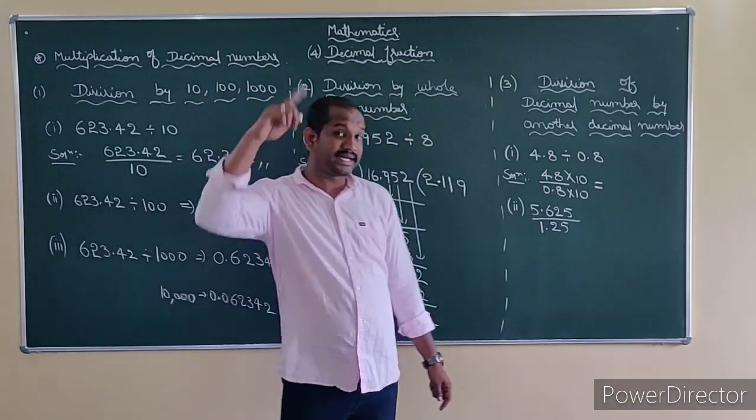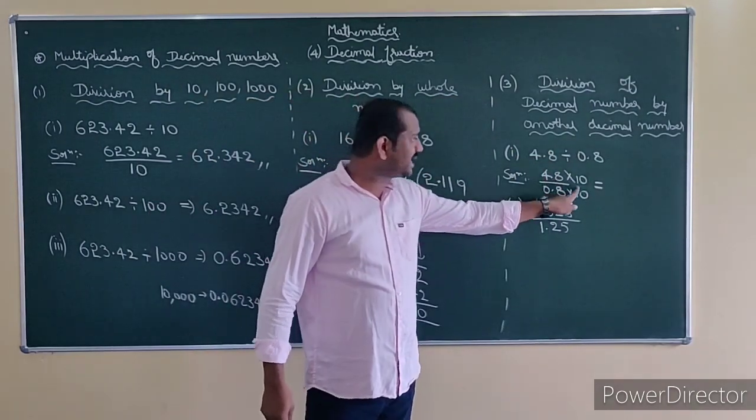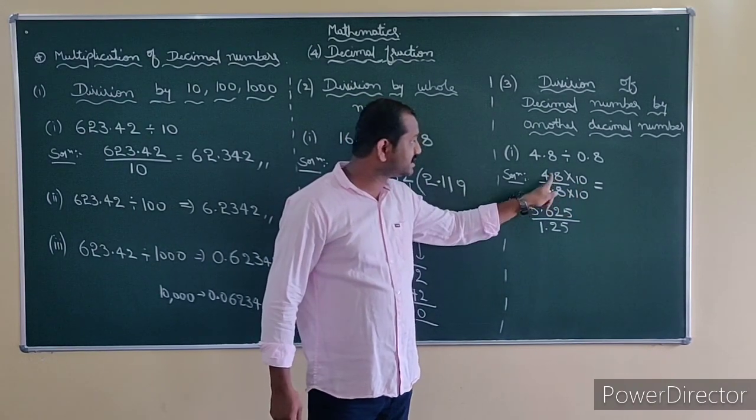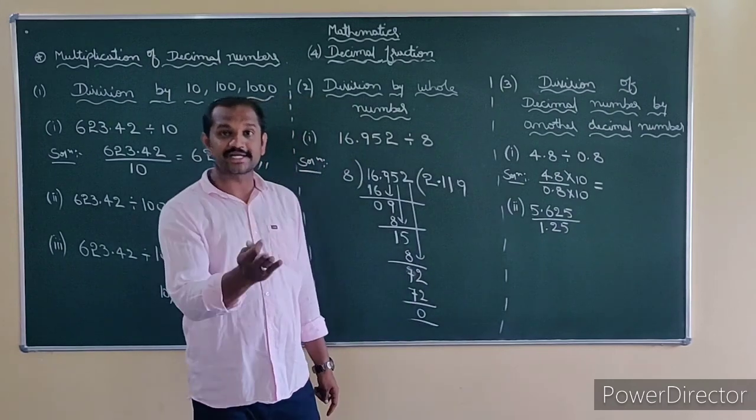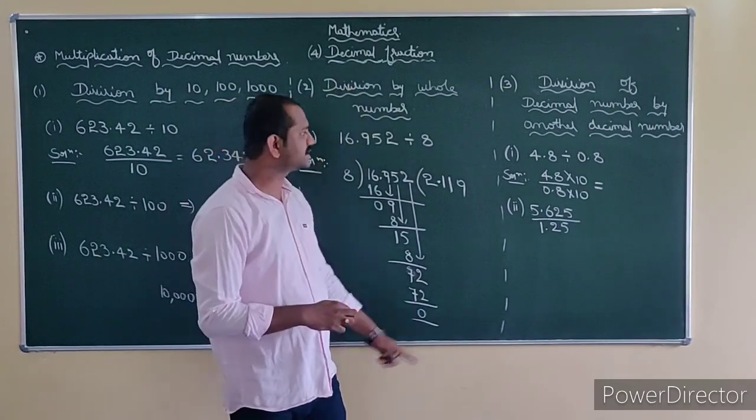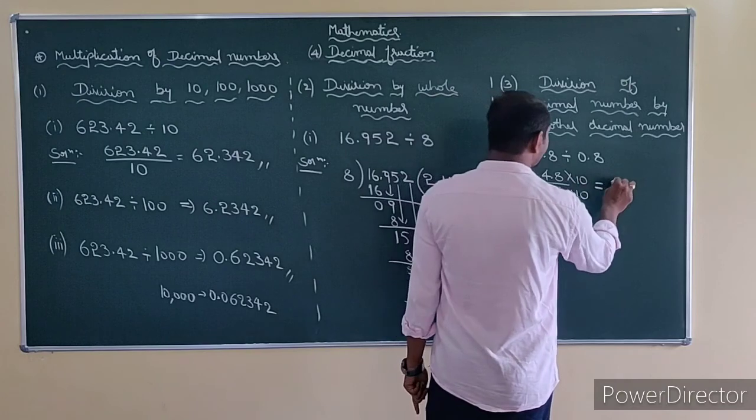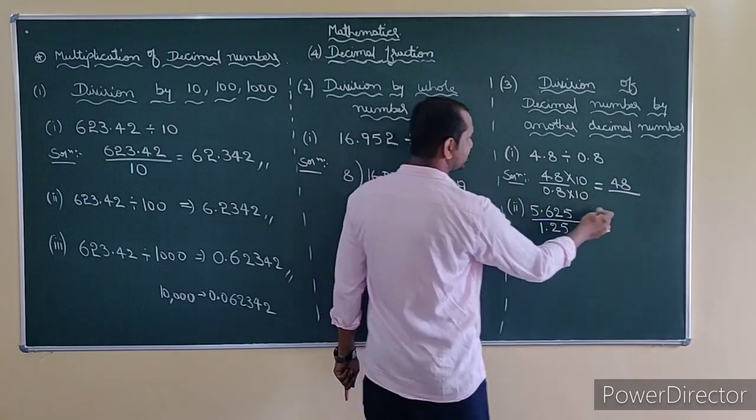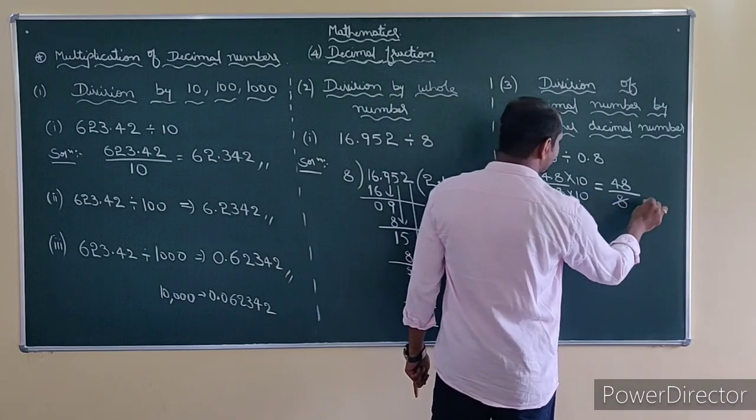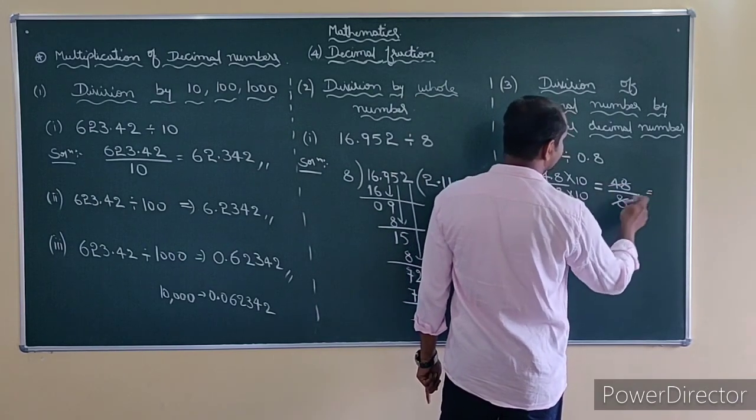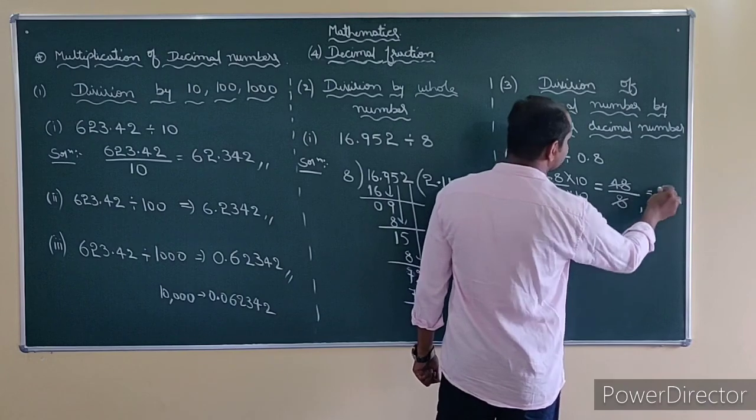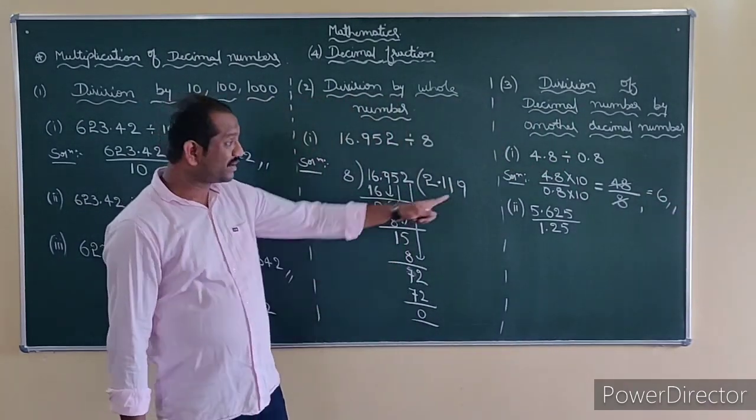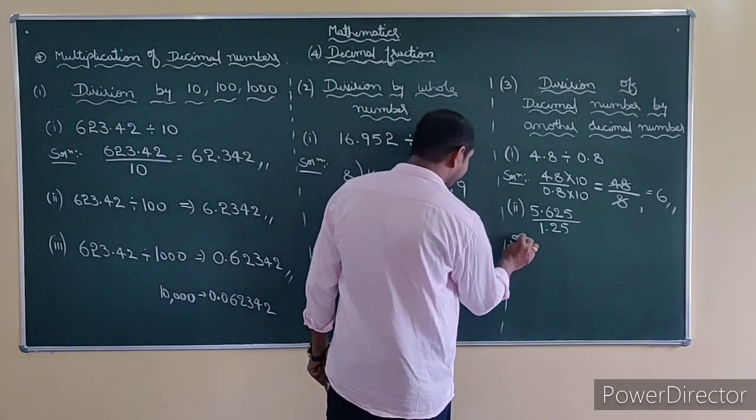Now, apply your brain in multiplication. 4.8 into 10, what will it give you? When you are multiplying with 10, the decimal point shifts somewhere: left side or right side? In multiplication, it always shifts towards the right side. So it will become 48. This 0.8 into 10 becomes 8. So 48 divided by 8: 8 sixes are 48. 6 is the answer. See how easy. But I have taken one variety of problem.